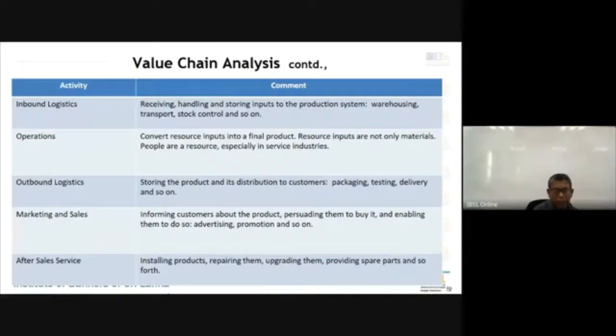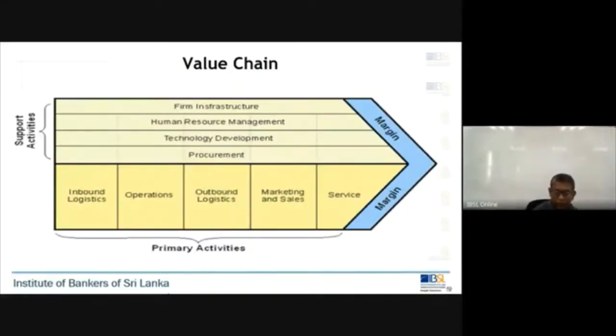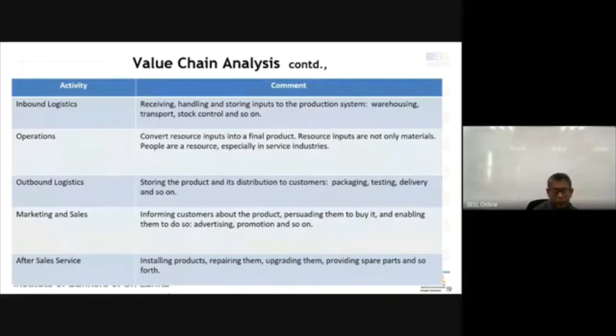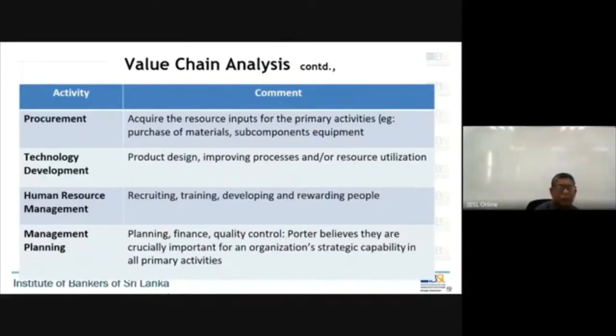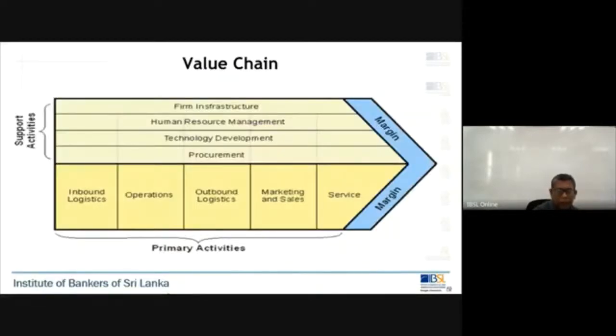Then we look at the next stage, operations. We're converting resource input into the final product. So maybe we need some technological development. We need some new product design, improving the processes, resource utilization. Right? Then in order to do that, we need people. We need training for them. That is supported by human resource management.